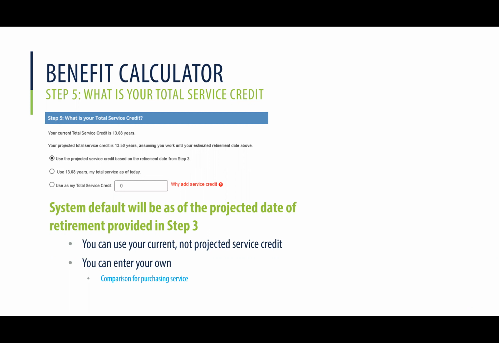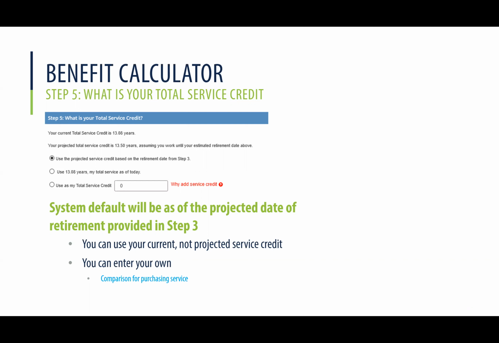And then the third option would be to use just a number that you put in for your total service. So it is literally going to ignore what we've got in the system, and it is going to do it based on what you tell us. Really, the most common use for this functionality would be if you're considering purchasing some military service or some other public employment. So if you're going to buy 4 years of military time, you may want to put in there that you had 20 years of service total.